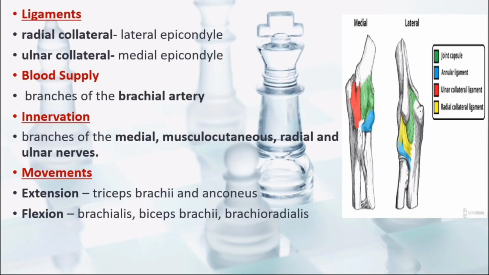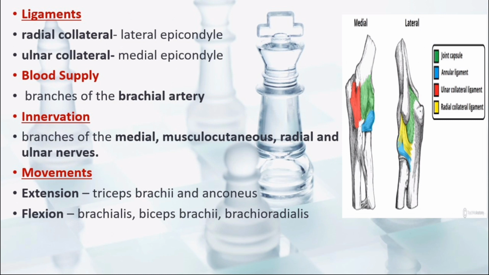Ligaments. The joint capsule of the elbow is strengthened by ligaments medially and laterally. The radial collateral ligament is found on the lateral side of the joint, extending from the lateral epicondyle, and blending with the annular ligament of the radius, a ligament from the proximal radio-ulnar joint. The ulnar collateral ligament originates from the medial epicondyle, and attaches to the coronoid process and olecranon of the ulna.